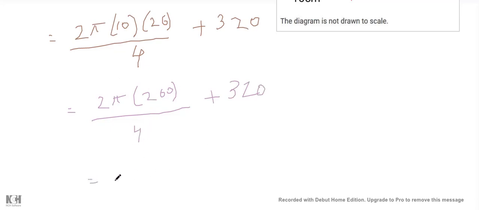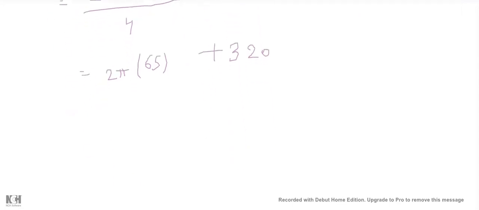260 over 4 will give me 65, and 320 remains as it is. The final solution becomes 65 times 2 is 130, so it becomes 130 pi plus 320.